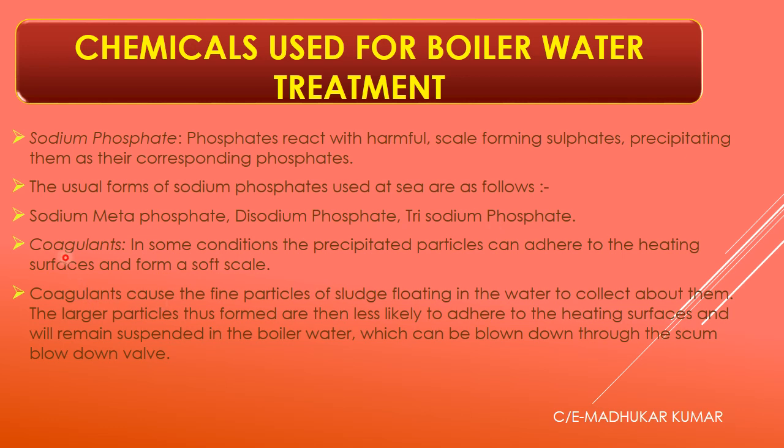What are the coagulants? Coagulants are some conditioning chemicals that combine with the particles and make them precipitate, which can adhere to the heating surfaces and form the soft scale. Coagulants cause the fine particles of the sludge floating in the water to collect about them, means they combine. The larger particles thus formed are less likely to adhere to the heating surfaces, and they are going to remain suspended in the boiler water, which will be blown down through the scum blow down or the bottom blow down, and then it is going to be removed.